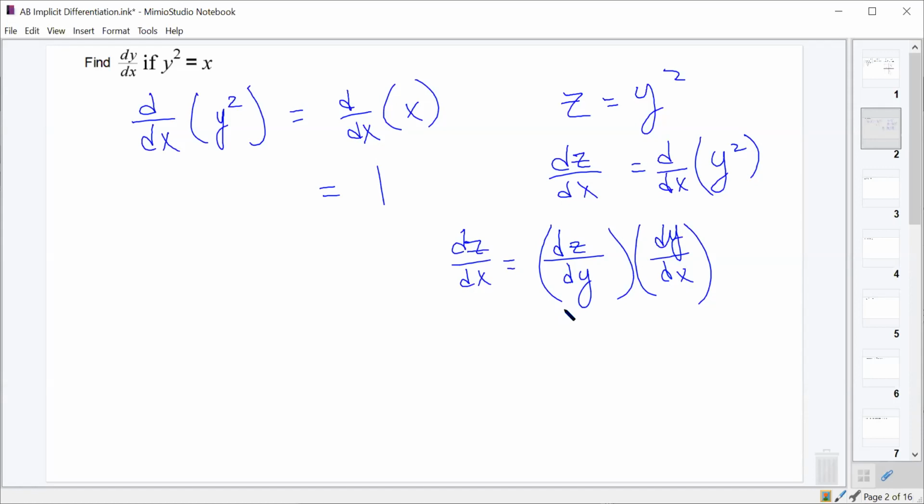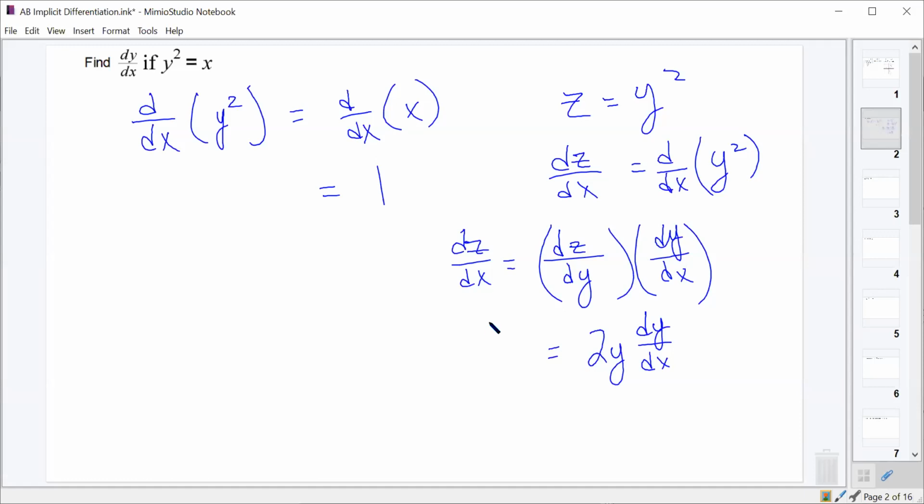Good or no? Yeah. Okay, so what's dz/dy? What's the derivative of y squared with respect to y? 2y. And what's dy/dx? Well, it's just dy/dx, right?